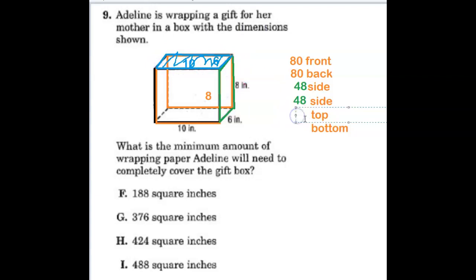So now I can add all these bad boys together. I would say 60 plus 60 plus 48 plus 48 plus 80 plus 80. And whatever it equals is my answer. So I know that took a little bit of work and we're not big fans of that problem, but yeah, you're going to add all these numbers together. You'll get your answer. All right.